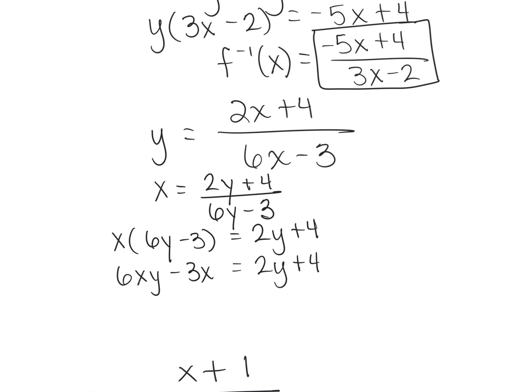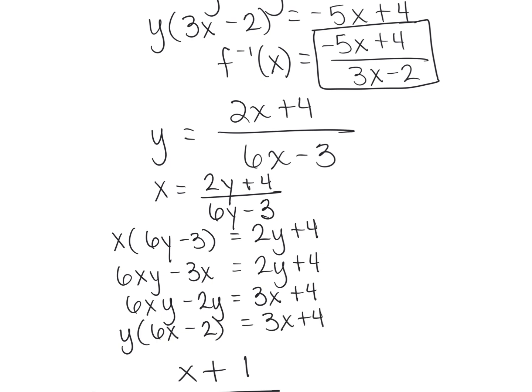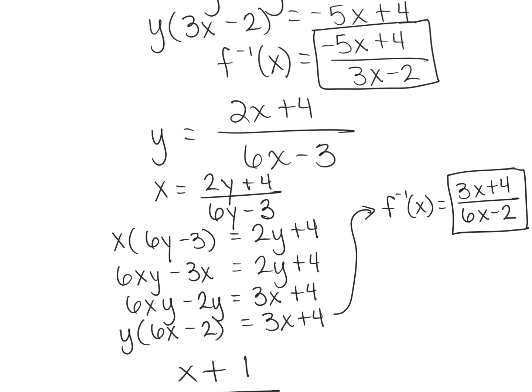And again, I want to collect the y terms to one side. So I subtract 2y here, and then that negative 3x has to go to the right side, so I add it. And then I can factor out my y because I now have the terms in common. So I have 6x minus 2 left after I factor. And I didn't leave myself enough room, so you keep going down the page. So here I'm going to have f inverse of x is equal to 3x plus 4 in my numerator. And then in the denominator, we're going to divide by the 6x minus 2. And that would be my inverse function.